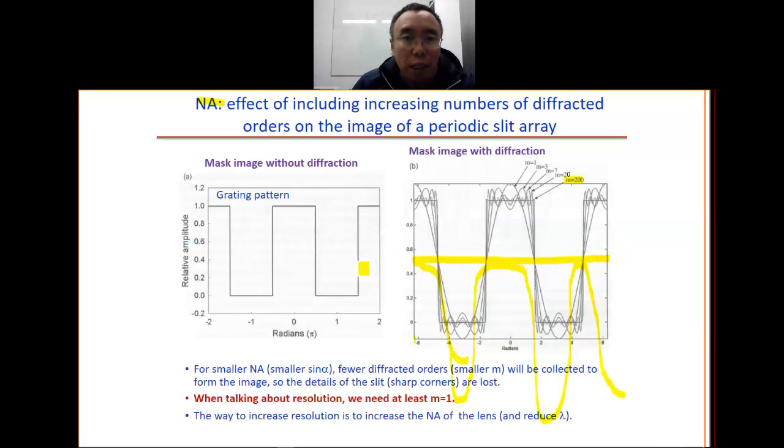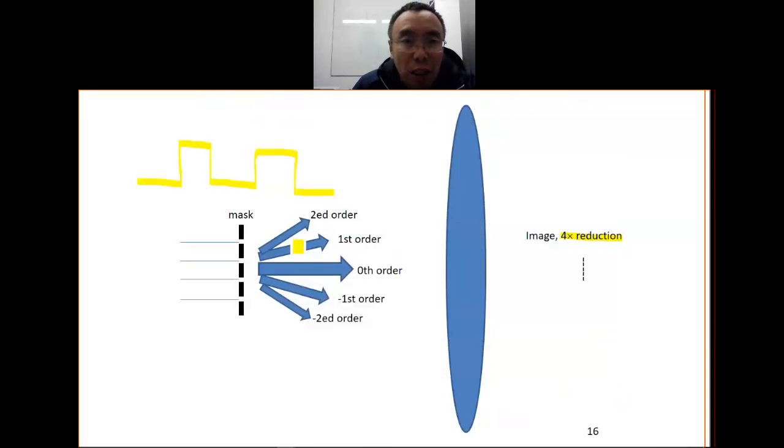So the higher the order, the bigger the angle. That's why we have theta, 3 theta, 5 theta. The higher the order, the bigger the angle, and the bigger the angle, the more difficult it is for the lens to collect the light. So how much light can be collected determines how sharp the image is. How sharp means how well the edge of the opening is defined on the image plane.